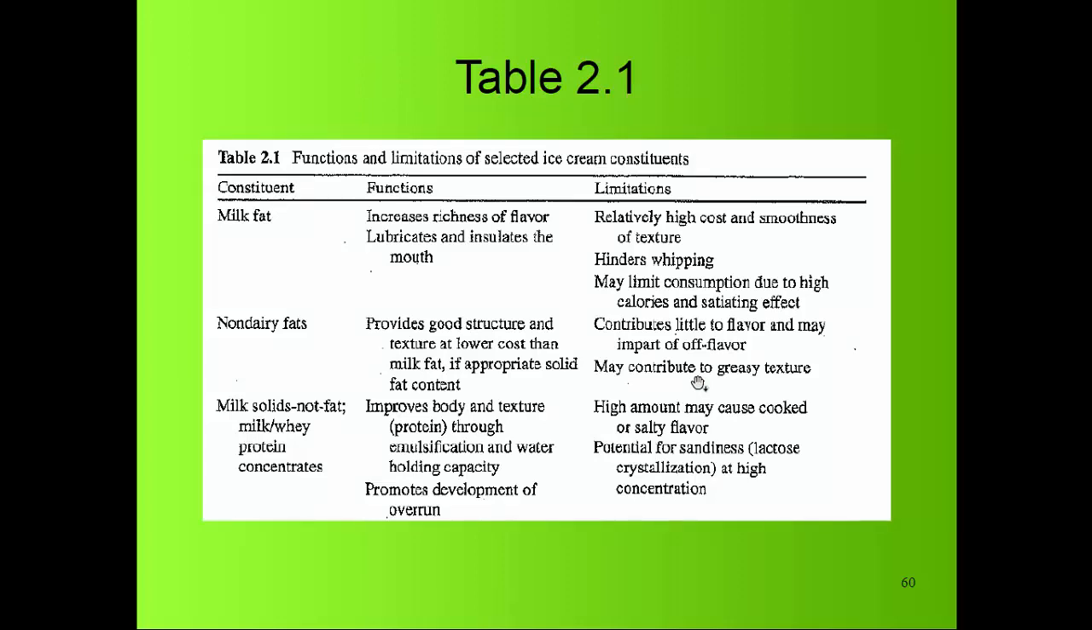So here we have a table from your book, and it shows you the constituents and the functions and the limitations. So the milk fat is used to increase richness of flavor, and it lubricates and insulates the mouth. They're expensive. They also hinder whipping, and they might limit consumption due to the high calories and satiating effect. If you ever noticed, if you have really rich, expensive ice cream, you might not be able to eat a huge bowl of it because it's just too rich.